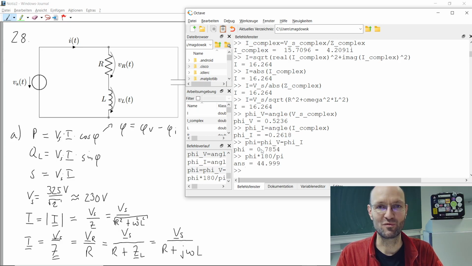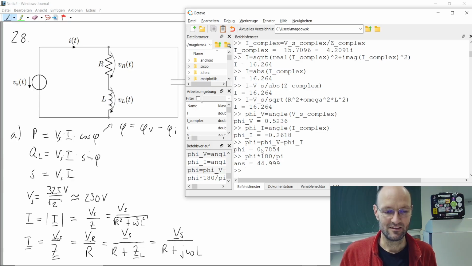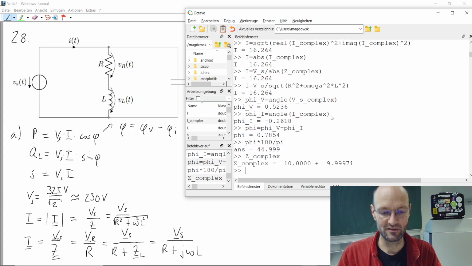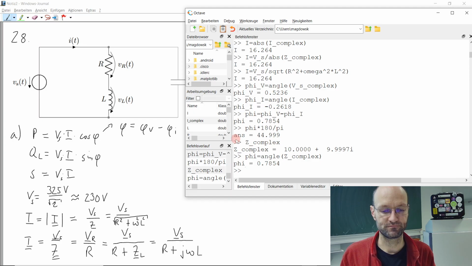So where does this 45 come from? Do you have an idea? 90 from the inductance and 0 from the resistance. Yeah, if we take a look at our complex impedance, it has the same real part and the same imaginary part. And that's why the 45, the angle between the voltage and the current, is the same angle as the angle of the impedance. So the phi that we need in our equation is just the angle of the complex impedance. Right? We get the same value here and the same value there.